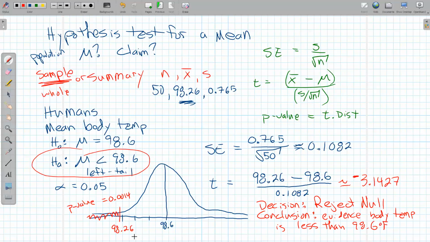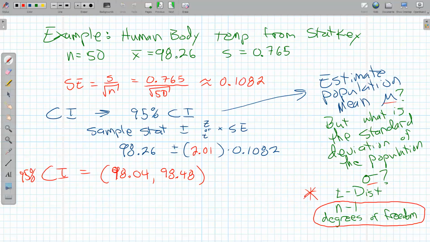Can we say it's 98.26? The answer is no. However, we do have a confidence interval that says, based on this sample, we think human body temperature is more like somewhere in between 98.04 and 98.5. So we could err on the side of upper, since we thought it was higher than that, and say, oh, it looks like human body temperature might be more like 98.5.